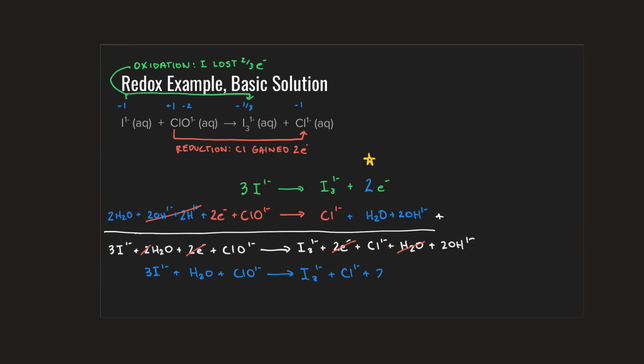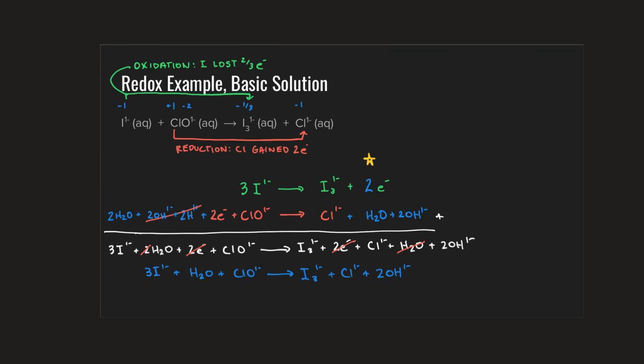And last but not least, let's go ahead and check to make sure we have balanced both atoms and charge. I've got on my left-hand side there 3 iodines, right-hand side 3 iodines, left side 2 hydrogens, right side 2 hydrogens, left side, careful here, 2 oxygens, one in the water and one in the hypochlorite ion. And then right side, 2 oxygens in my hydroxide ions. And then I've got 1 chlorine on both sides. It looks like atoms are balanced.